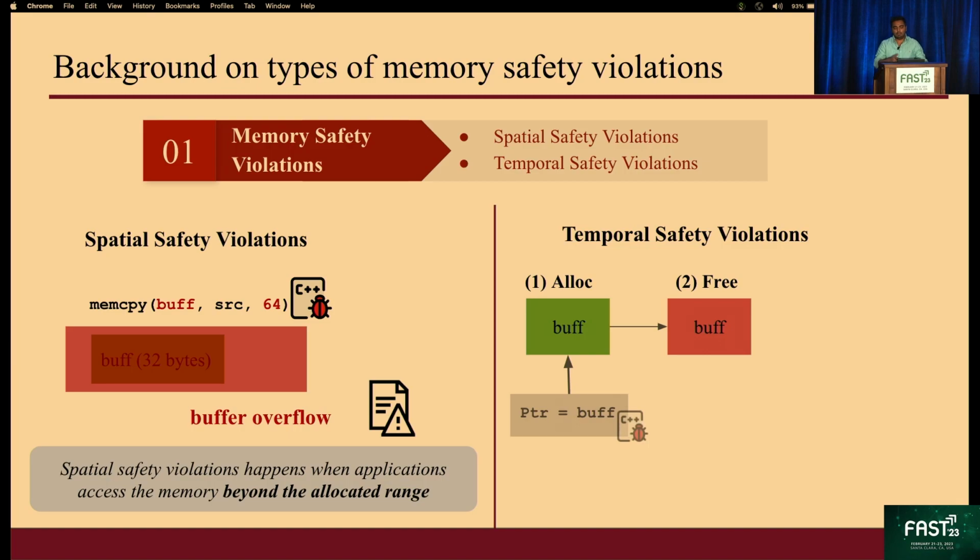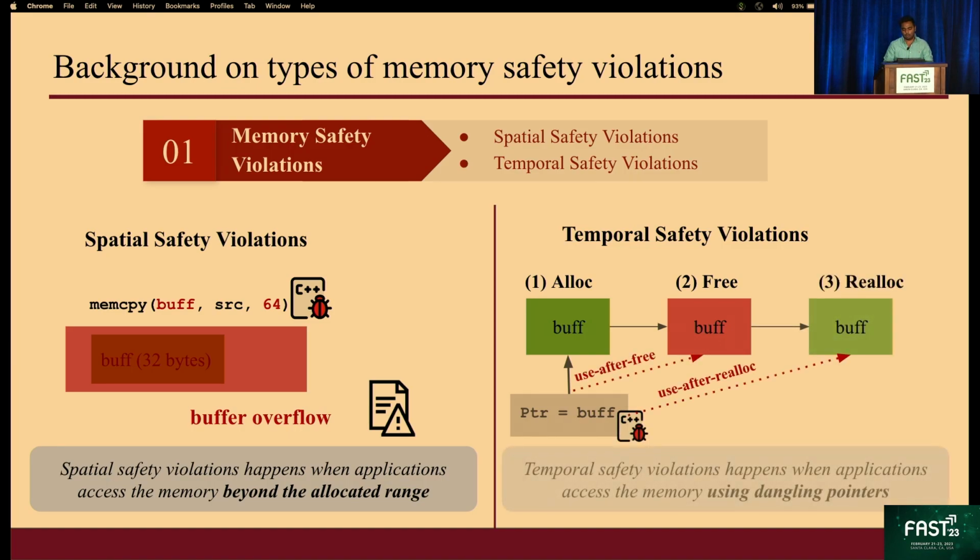In this example, the application is freeing the buffer while there is a live reference in the code. So whenever the pointer is used again by the application, it leads to a use after free or a use after free realloc, depending on the scenario, right? And both these spatial and temporal safety violations are pretty common in low-level C, C++ programs, and NVM applications written in such programming languages are no exception to these bugs as well, right?